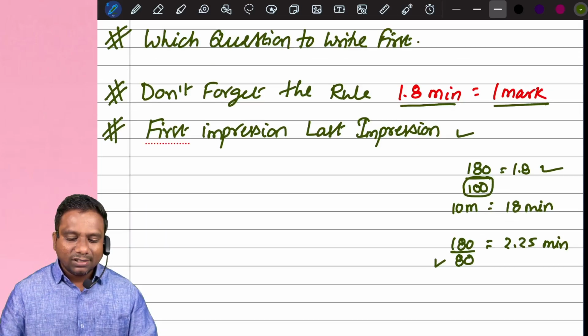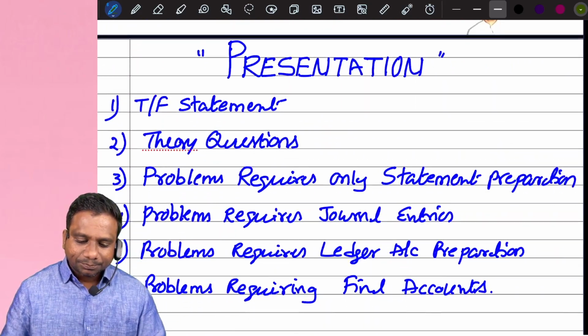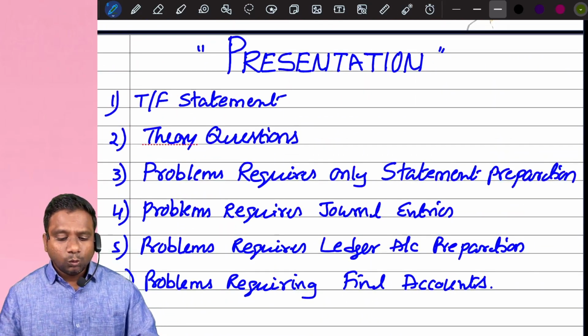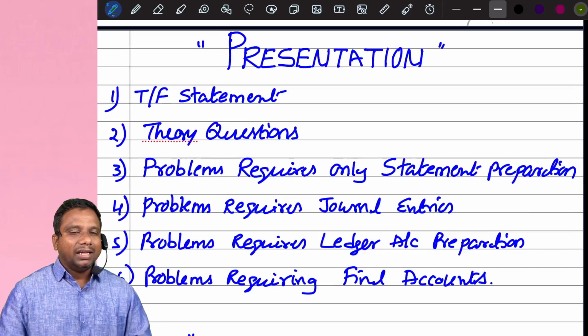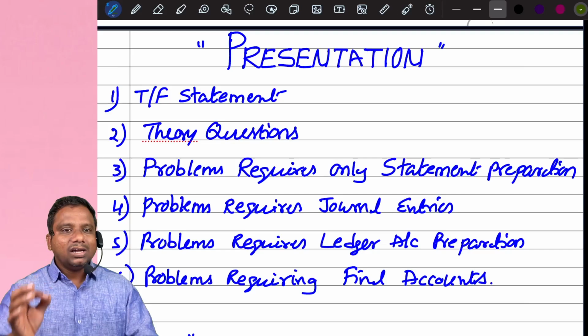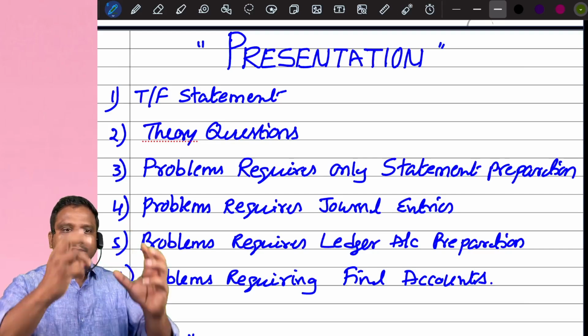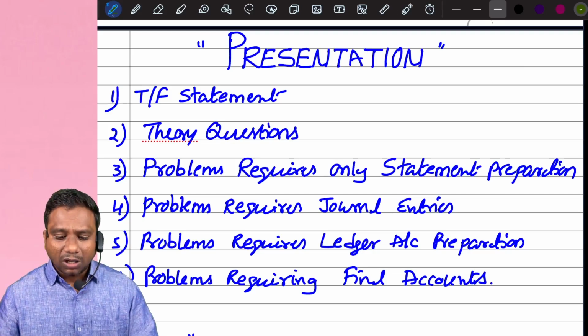Is it clear? First impression is the last impression. Now look at presentation. Exactly at 2 o'clock, you will get your answer sheet. After getting the answer sheet, first fill in the required details. Now start doing the answers.